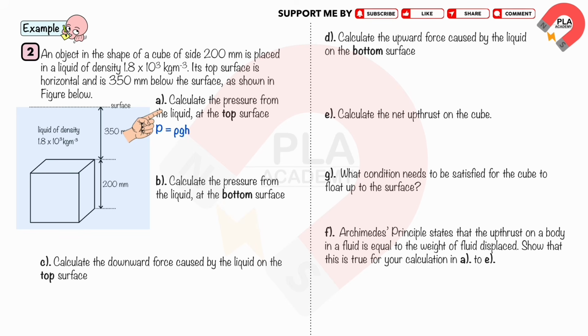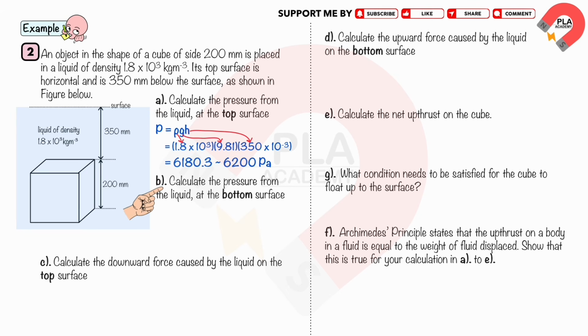We calculate the pressure P due to liquid by P equals rho G H. Substituting rho equals 1.8 times 10 power 3, g equals 9.81, and h equals 350 times 10 power negative 3. We solve the pressure P equals 6,200 pascals for two significant figures.